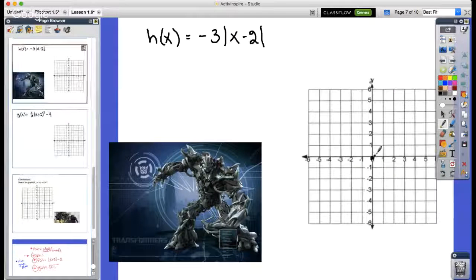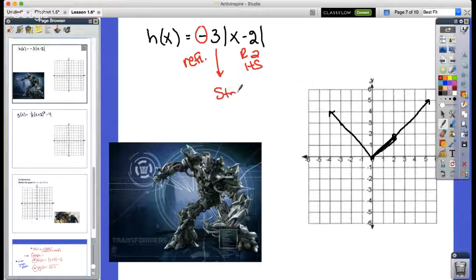What would normally be here, right? So let me graph the normal absolute value function here. There you go. Again, if I used a T-chart, I would find this out. This negative would be reflected. Okay, so we'll put reflected. This is going to go right 2, horizontal shift, okay, because right 2. And then the 3 would be a stretch, okay?